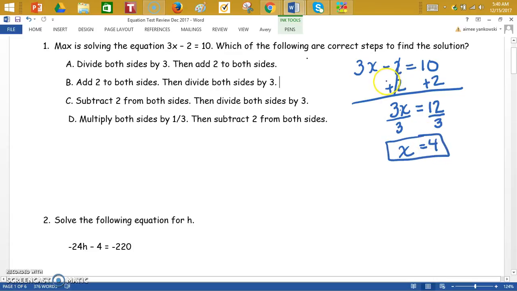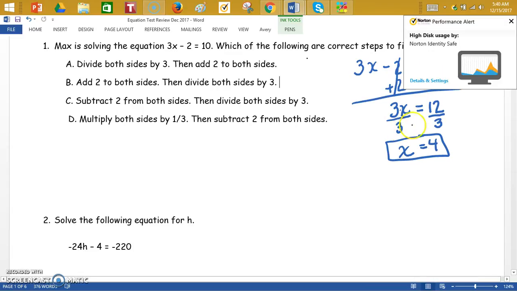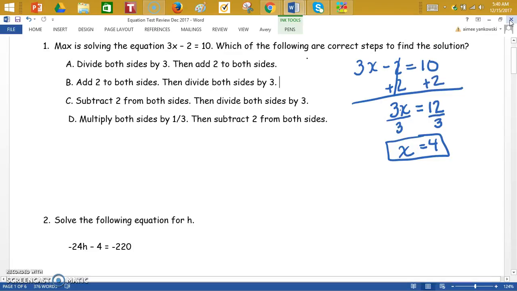So now I take a look and I say, okay, what did I do to solve this equation? Well, I first added 2 to both sides of the equal sign, and then I divided both sides by 3. Well, the first letter A says you divide both sides by 3. Well, that didn't happen. That wasn't what I did first. Next step, add 2 to both sides.